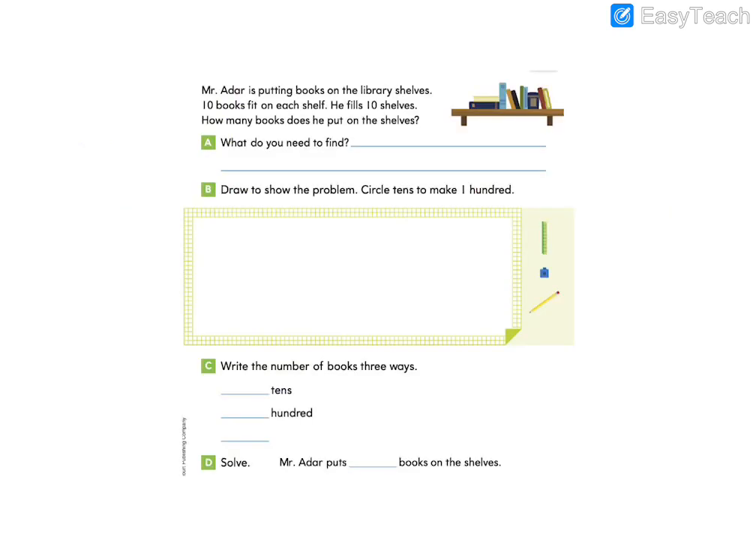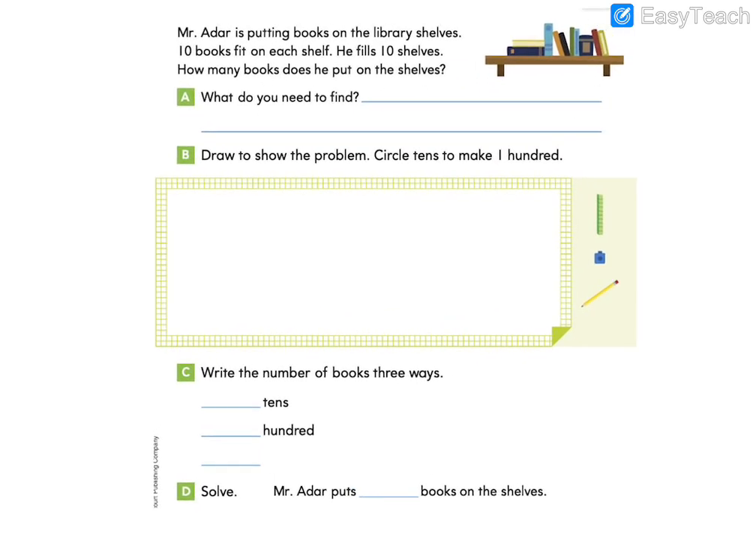Let's look at the next problem. Mr. Adar is putting books on the library shelves. 10 books fit on each shelf. He fills 10 shelves. How many books does he put on the shelves? The first thing we need to do is figure out what do we need to find to solve this problem. Well, we know there are 10 books on each shelf, and he is able to fill 10 whole shelves. The question asks us, how many books does he put on the shelves? So what do we need to find? The number of books on the shelves.